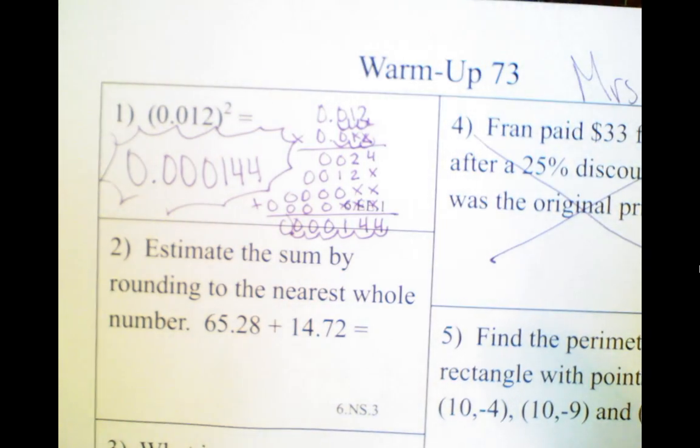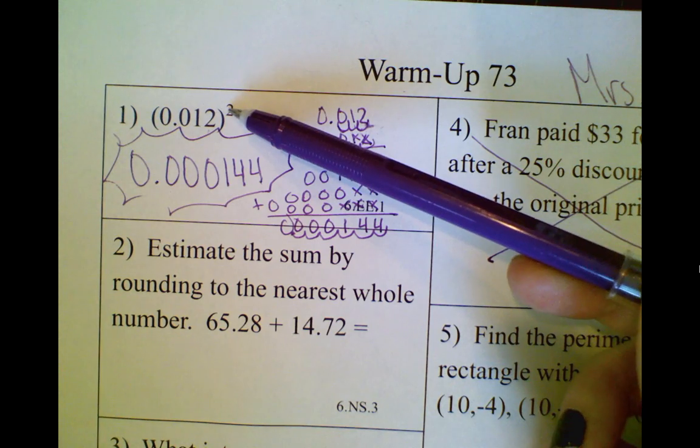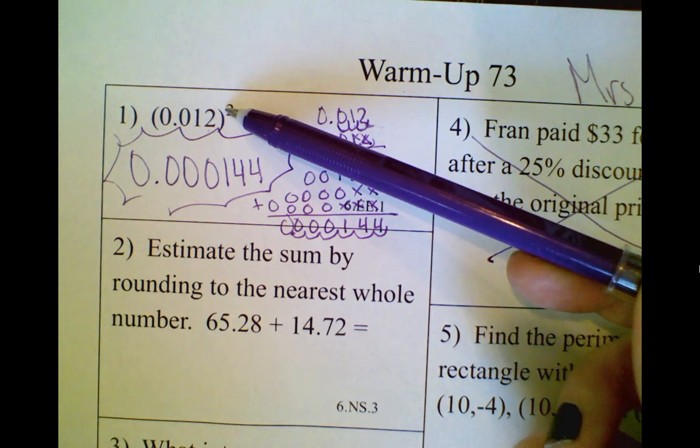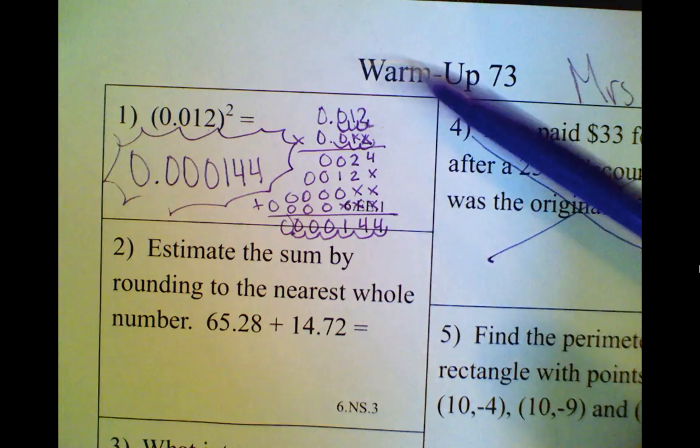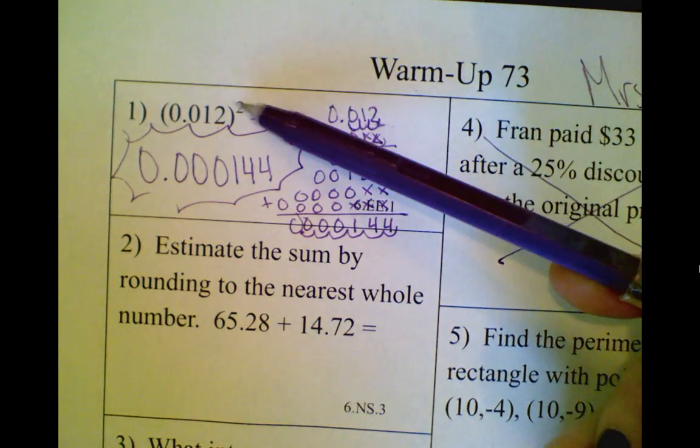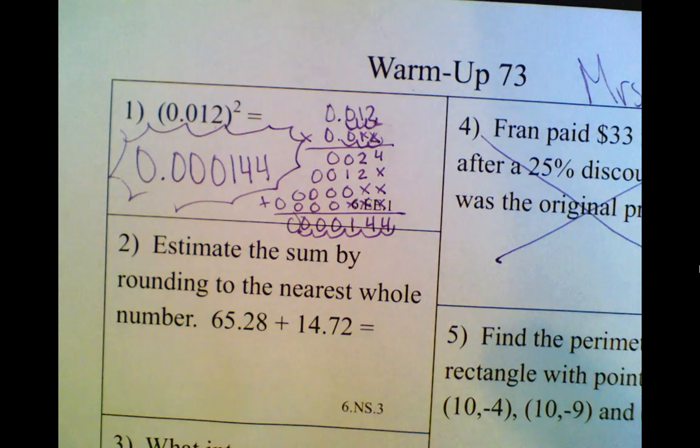Okay, for that one. So remember, when you have a square, it just means that you're multiplying it by itself this many times. So if we had 3 to the second power, that means 3 times 3. If we had 12 to the second power, it means 12 times 12.